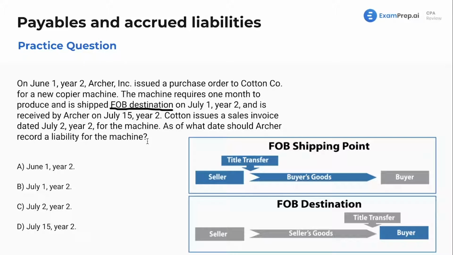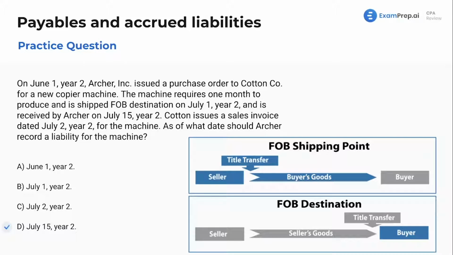They haven't paid for it yet. It doesn't say anything about cash changing hands. We issued a purchase order, and that's all that happened. So July 15th, year 2 would be our final answer here. Now, if it was FOB shipping point, we for sure would use July 1st, year 2, because that's when the title would transfer under FOB shipping point.